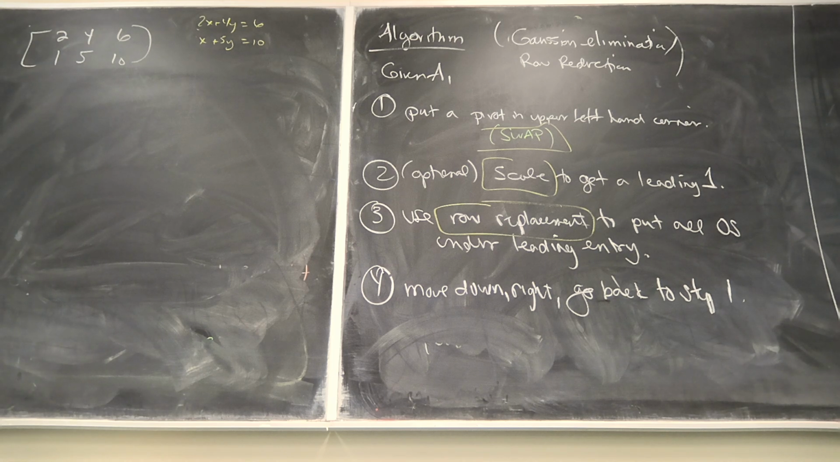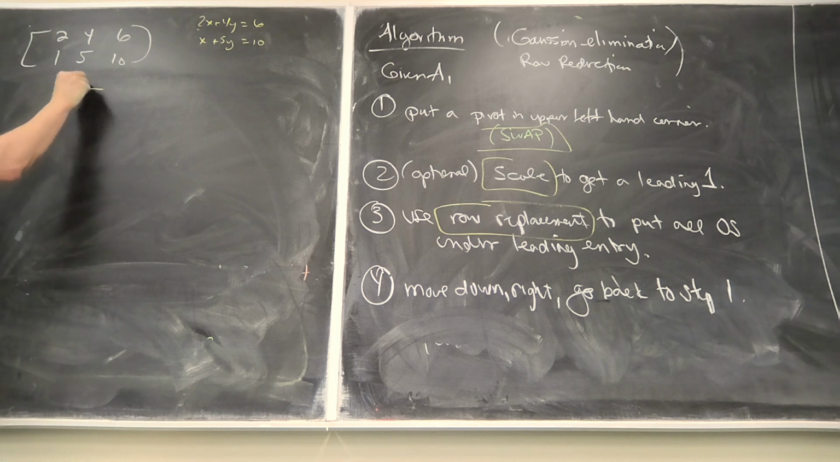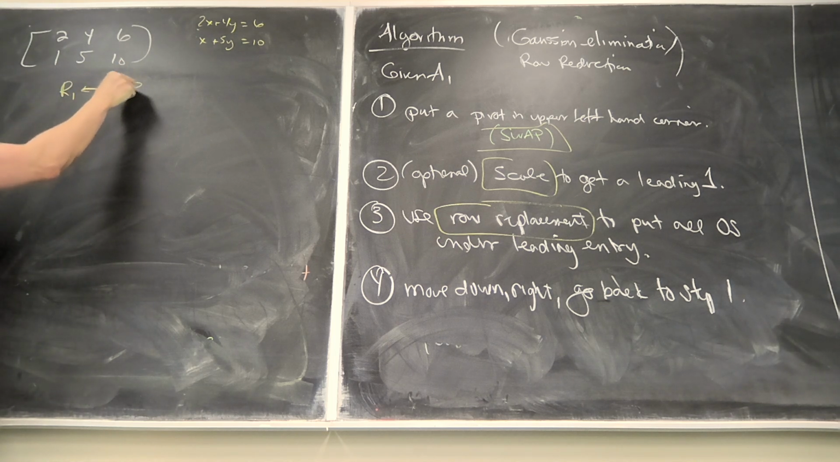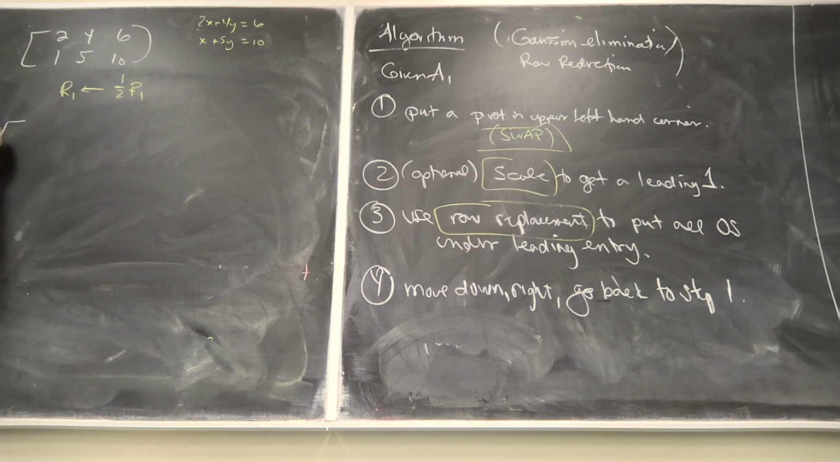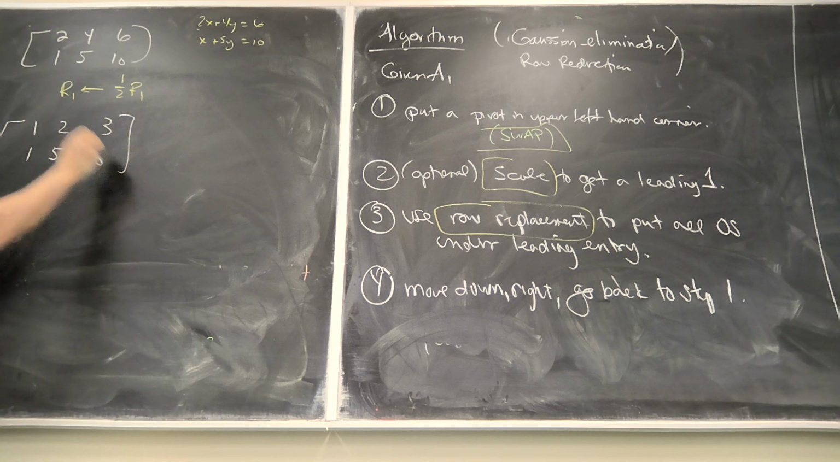So step 1 says put a pivot in the upper left-hand corner. Well, there's already something there, so I don't need to worry about swapping. If there was a 0 there, I'd have to make sure that a non-zero showed up there, but there's no 0 there. So step 1 is already done for us. Step 2, I could scale that to get a leading 1. It's optional, but let's take row 1 and replace it with 1/2 of row 1. 1, 2, 3, 1, 5, 10.